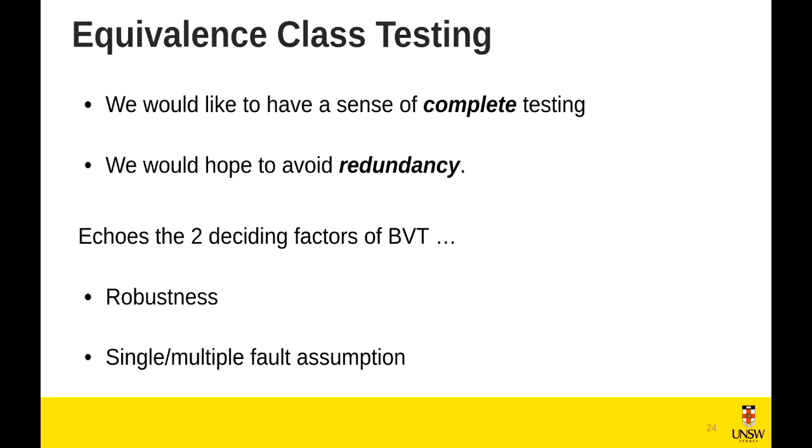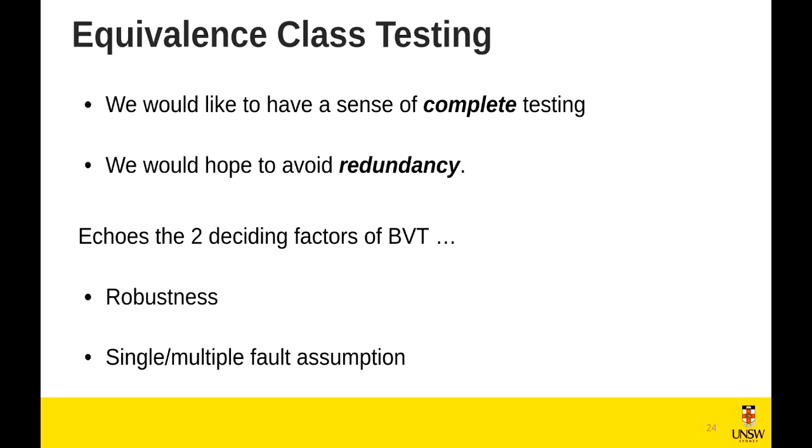The design of equivalence class testing echoes the two deciding factors of boundary value testing. Remember, in boundary value testing, we have four different types, and they are normal boundary value testing and robust boundary value testing. So what's the difference between normal and robust? It is whether we have invalid inputs or not. So the first deciding factor here is called robustness.